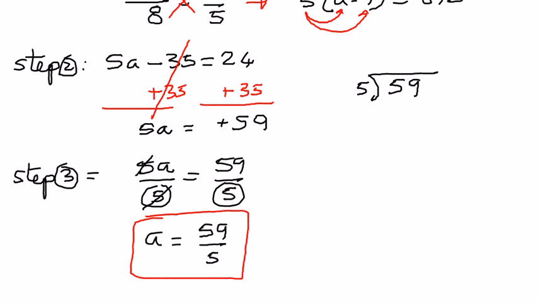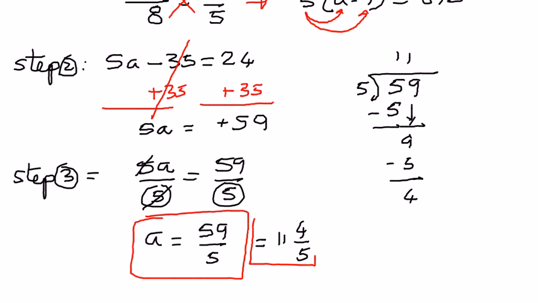5 times 1 is 5. When we subtract, this cancels out and we need to borrow the 9. 5 times 1 is 5. We repeat the process again. When we subtract, we are left with 4. So we can write 59 over 5 as 11 4 over 5. That's another way of writing it in terms of mixed number.